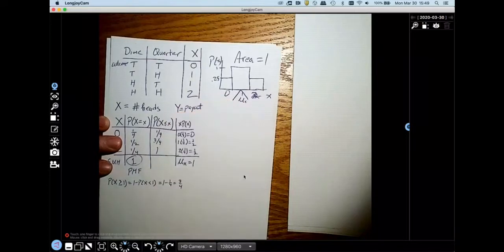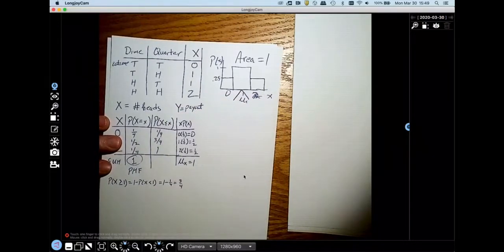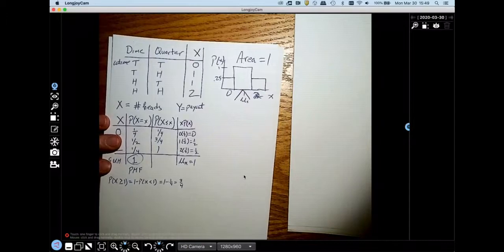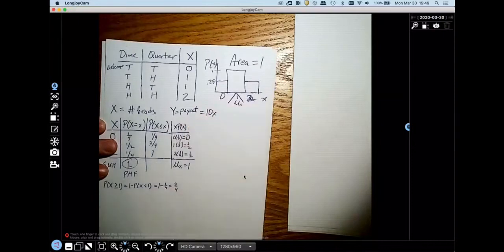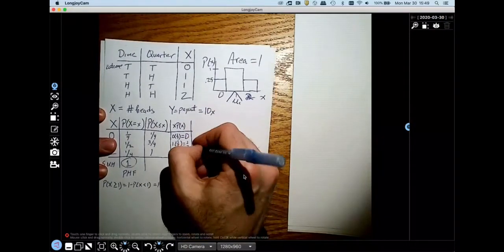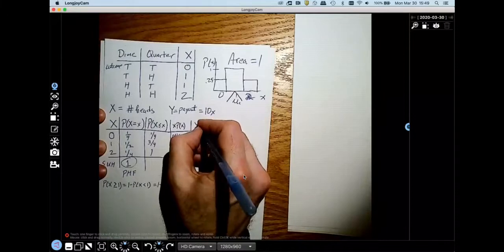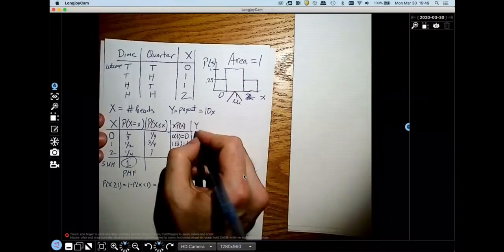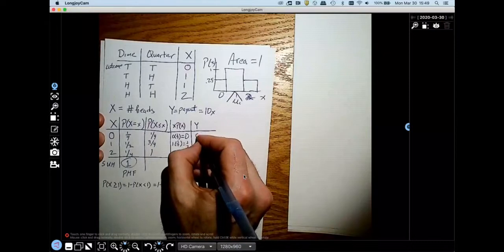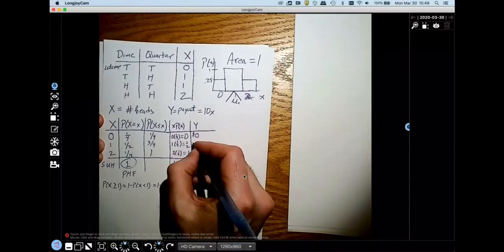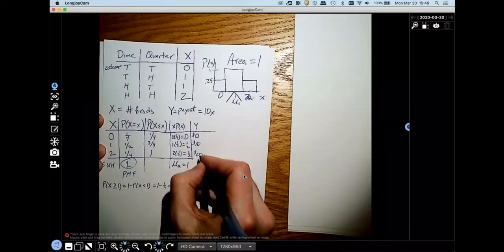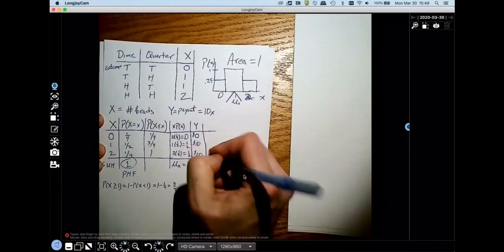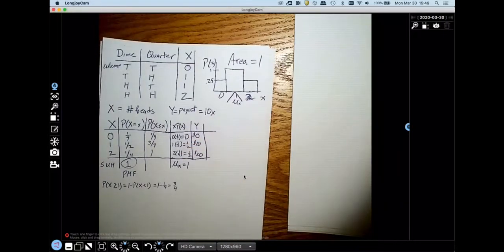Suppose that somebody said, I'm going to give you $10 for every head that comes up. Then this would be 10 times x. So we can think about having a new random variable y, and y then takes value: if 0 heads comes up, I get $0. If 1 head comes up, I get $10. If 2 heads come up, I get $20. And we could ask ourselves, what's the mean of y? So how much money do you expect to get?